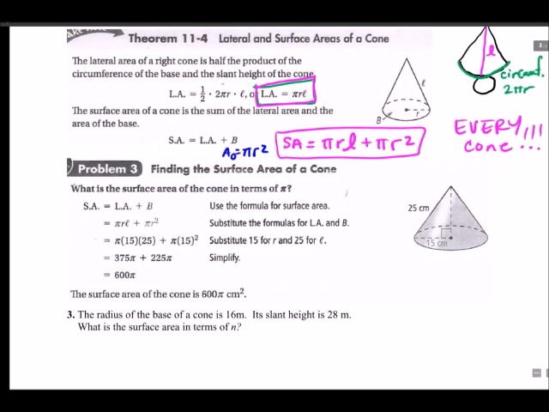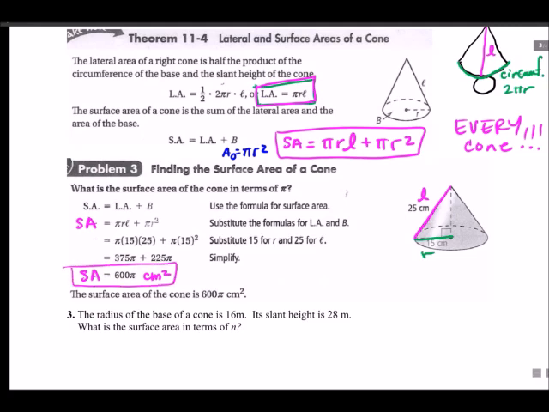Let's take a look at a problem here. What is the surface area of the cone in terms of pi? Well, what do we know? There's our slant height. There's our radius. That's all we need. Surface area is pi RL plus pi r squared. We substitute in, and surface area equals 600 pi centimeters squared.